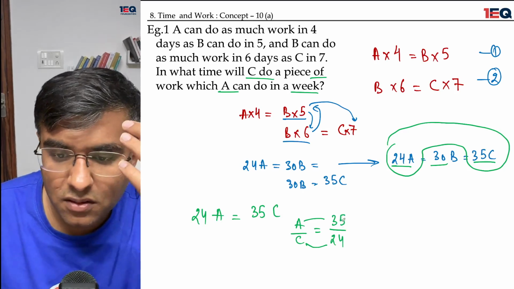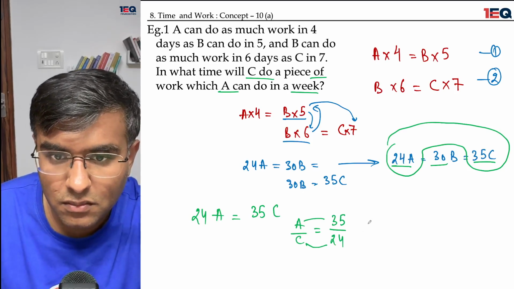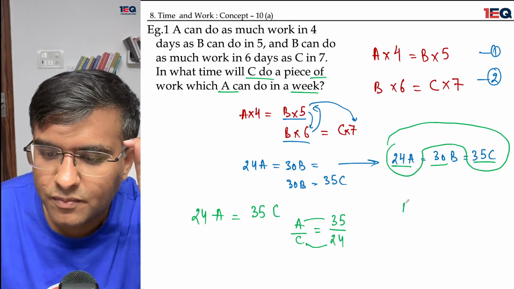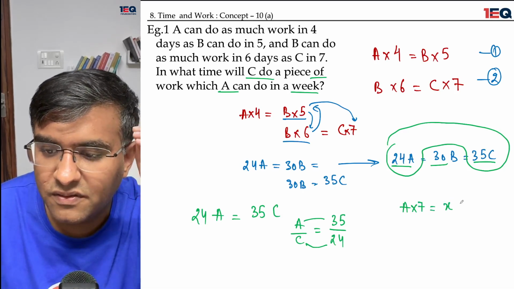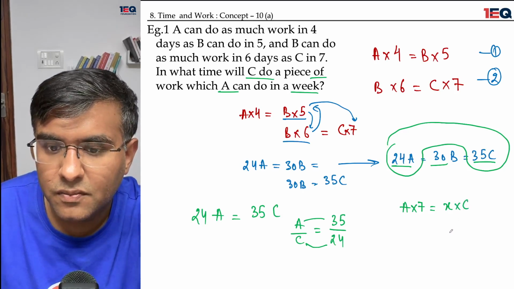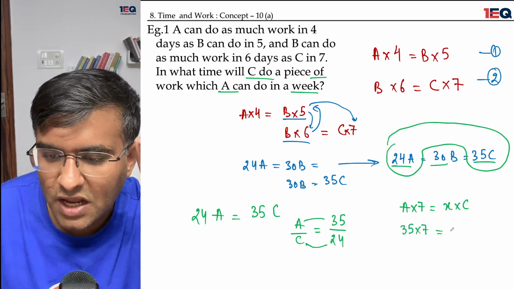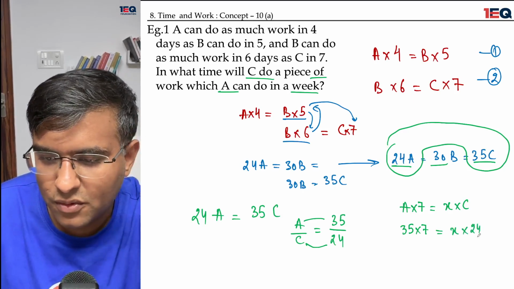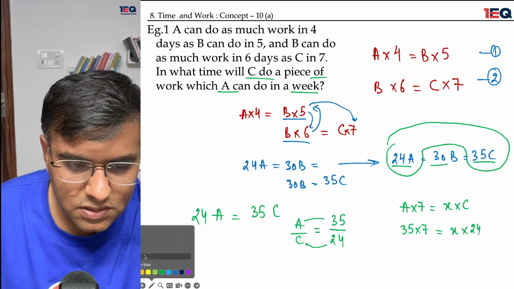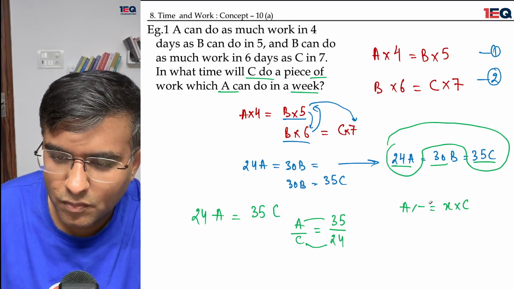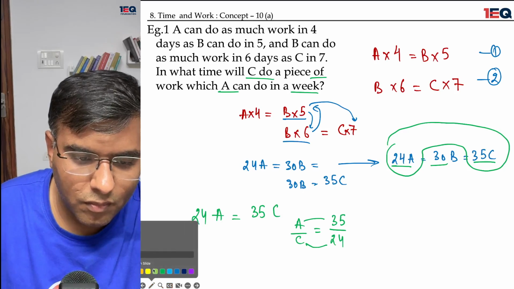A's 35 days work is equal to C's 24 days work. I need to divide it in the numerator as well as the denominator by 5, because I need to have 7 days of A's work is equal to X days of C's work. If I use the value of A as 35 multiplied by 7, I will have to find out X multiplied by 24. But this doesn't make much sense. So what can be done over here is, just give me a moment.